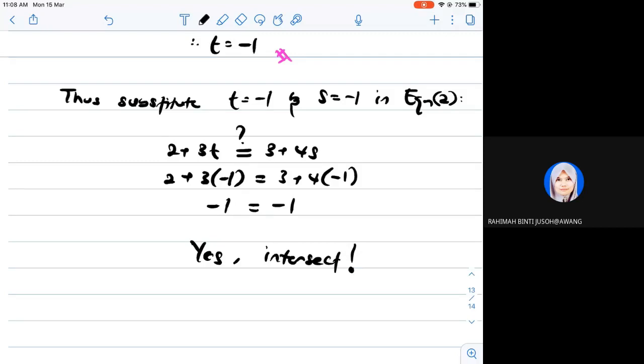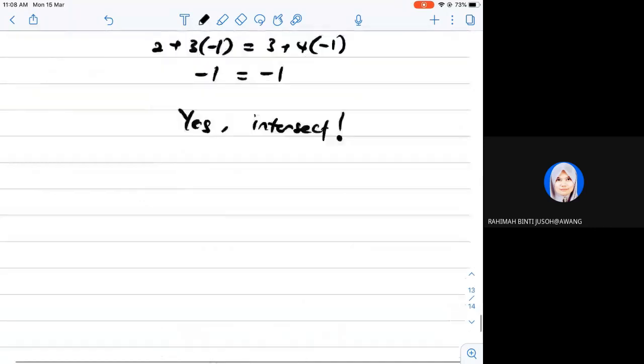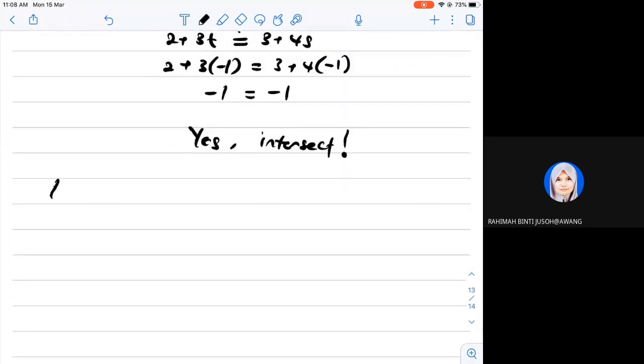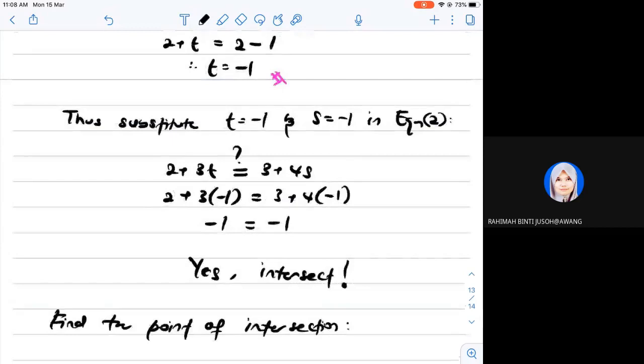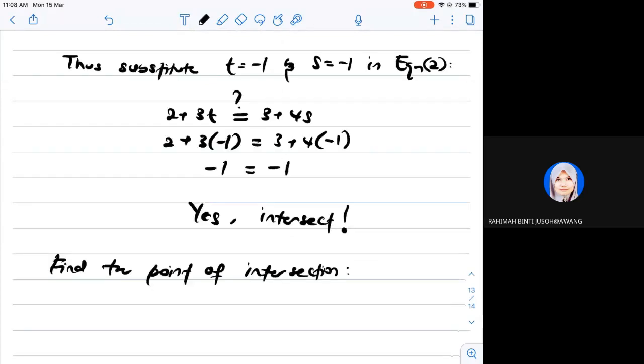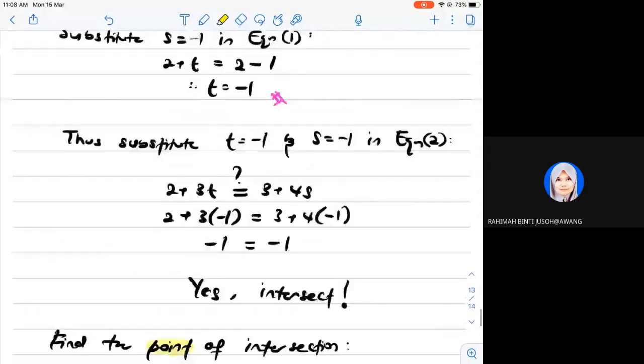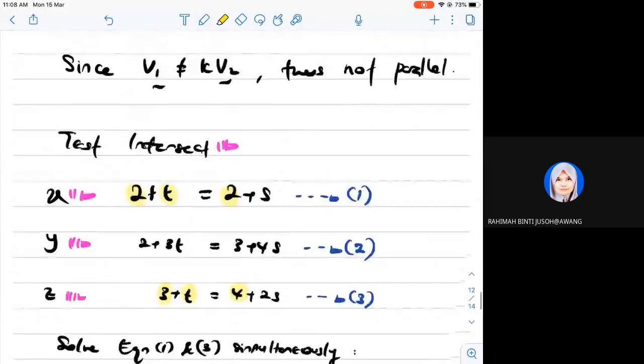Tanda seru lagi saya bagi. Okay, intersect sebab dia sama. Okay, so bila intersect, what you should do is you have to find the point of intersection. Okay, nak cari point of intersection, apa maksud point? Maksudnya adalah kena cari X, Y, Z kan? Okay, so nak gantikan nilai X, Y, Z tu, nak cari tu dekat mana guys?